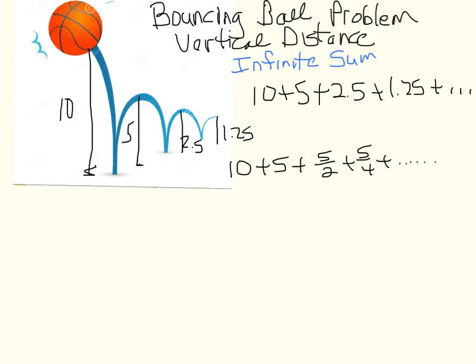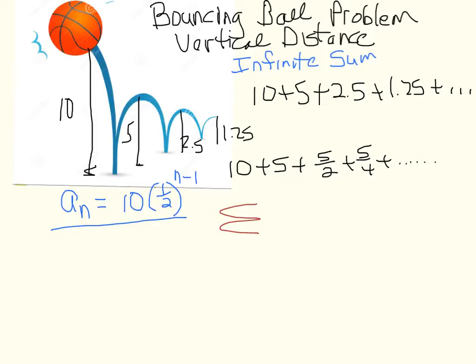We learned that the explicit formula can be written as the first term, which was 10, times the common ratio, all raised to the n minus 1. So this formula for this particular situation is right here. But what do we want to do with it? We want to add it up. So how do we show that we want to add that? Well, let's use the summation notation. I want to start at the first term, but I want to go forever, so I'm going to infinity, and I'm going to put my explicit formula next to my sigma.